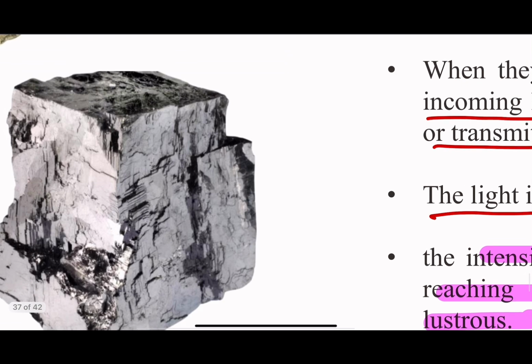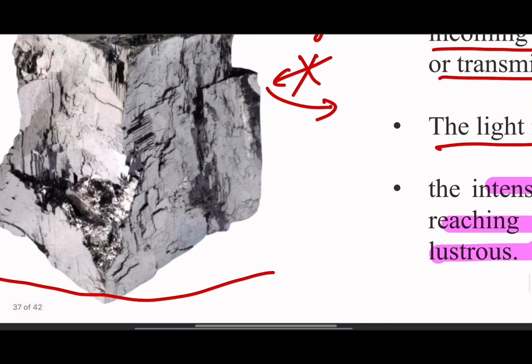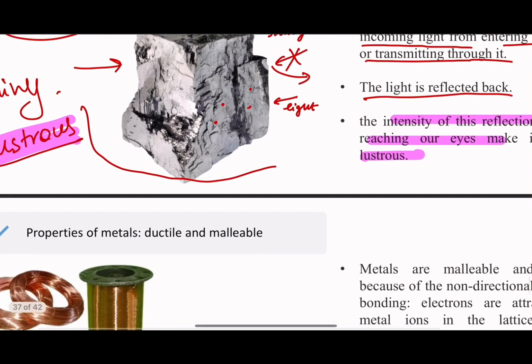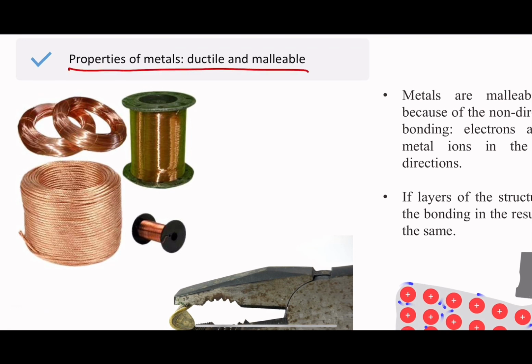It looks super shiny, right? Because light cannot go through inside. It just reflects back, and that's what makes it shiny, because we have electrons inside that don't let the light go inside. Okay? It does not let it go. So, properties of metals: ductile and malleable.